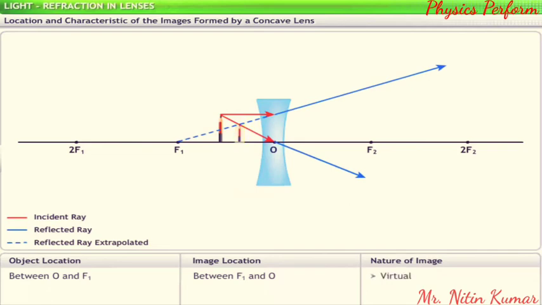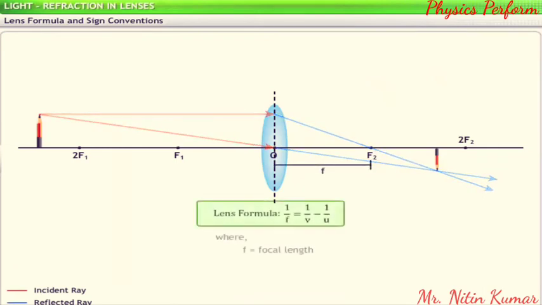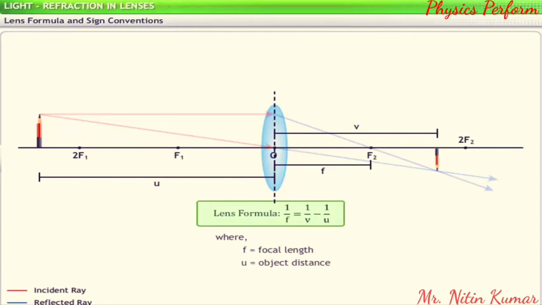When the object is placed between O and f1, the image is formed between f1 and O and is virtual, erect and diminished. The lens formula defines the relationship between the focal length of the lens f, the distance of the object from the optic center u, and the distance of the image from the optic center v. 1 divided by f is equal to 1 divided by v minus 1 divided by u.